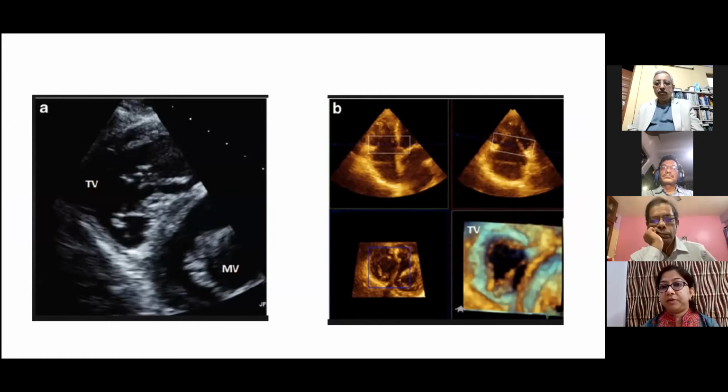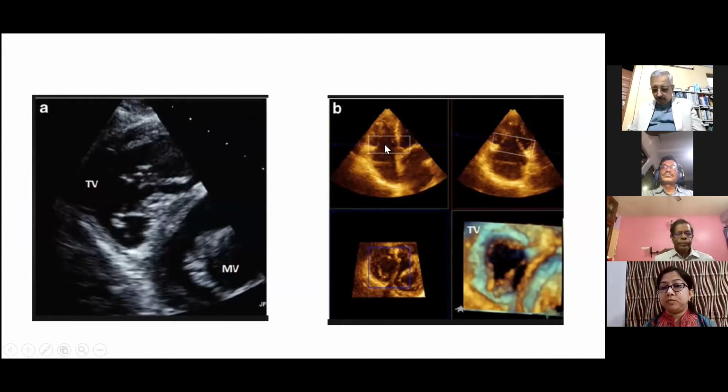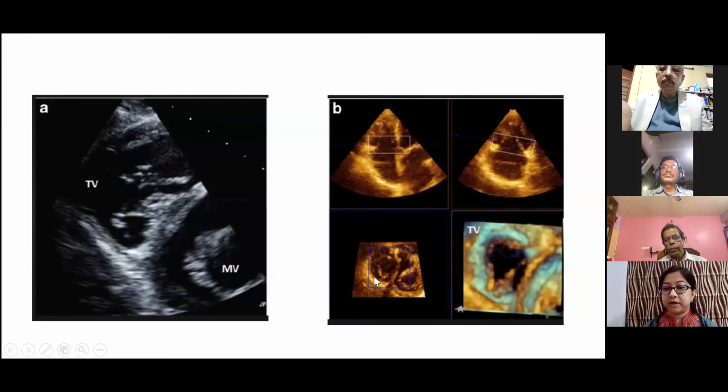When 3D came, it made life easier because the 3D reconstruction helped to visualize the leaflets better. After cropping the image, we can see the en face view from the atrial side as well as the ventricular side. From the atrial side, we can see the septal leaflet, the anterior and the posterior leaflet. Going up and down and gradually visualizing it, we can see the tricuspid valve better.